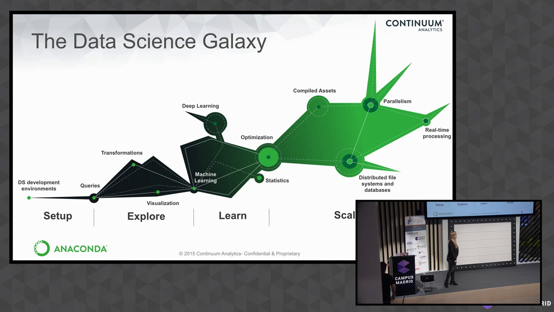What does the galaxy look like? First of all, we can separate the galaxy into four different solar systems. One is the setup, the other one is the exploration, then the learn and scale. The setup is when you decide what development environment you're going to use to do data science. A lot of people might have been using SAS or MATLAB, Python, R, etc. And then you need to decide what's going to be your interface, your IDE, whether you're going to be using Jupyter Notebooks, PyCharm, RStudio, MATLAB interface, or if you're just going to use a text editor and run things from the command line.